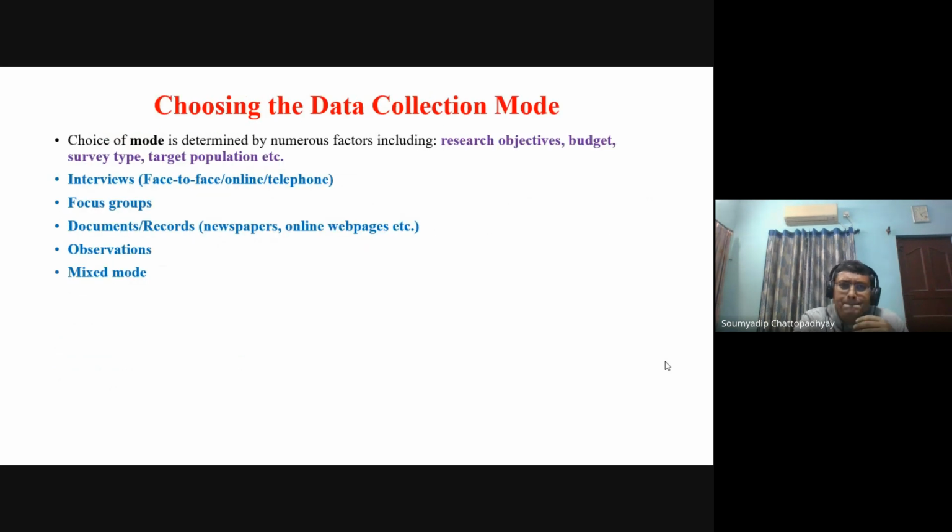Okay, and next, coming to the interesting aspect of choosing the data collection method. Your choice of mode is determined by numerous factors: the research objectives, the budget of your research, the survey type, and the target population. Generally these are the different modes available to us. We may depend on interviews. The interview may be of different kinds. It may be face to face, it may be online, it may be telephone.